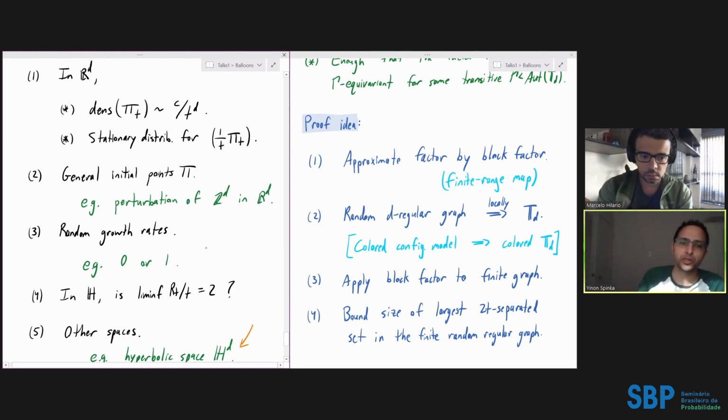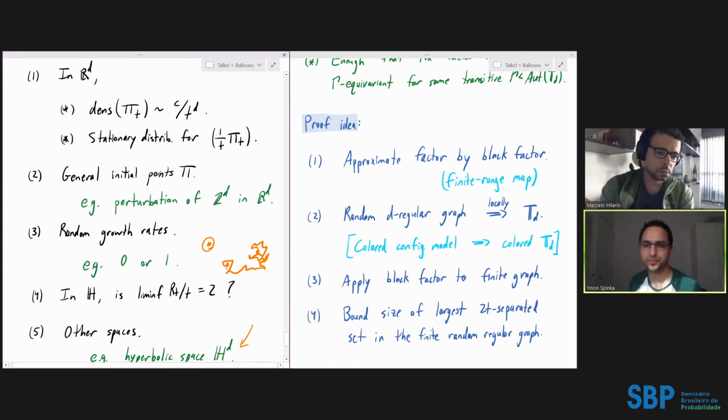You can also do very weird things. You can decide that the balloons don't grow as balls. You can decide that they grow as different shapes, maybe as random shapes. Maybe they grow like a Brownian motion, and when two of these hit each other, they disappear. You can do a lot of variants on these questions.